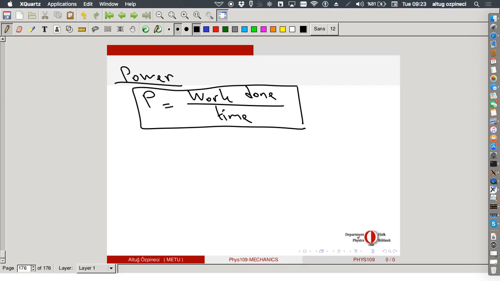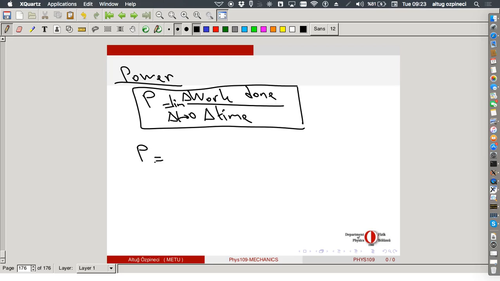Now, of course, in the limit, let's say delta W by delta T, as delta T goes to 0, this is the instantaneous power. You can talk about the average power and the instantaneous power. This is the instantaneous power.